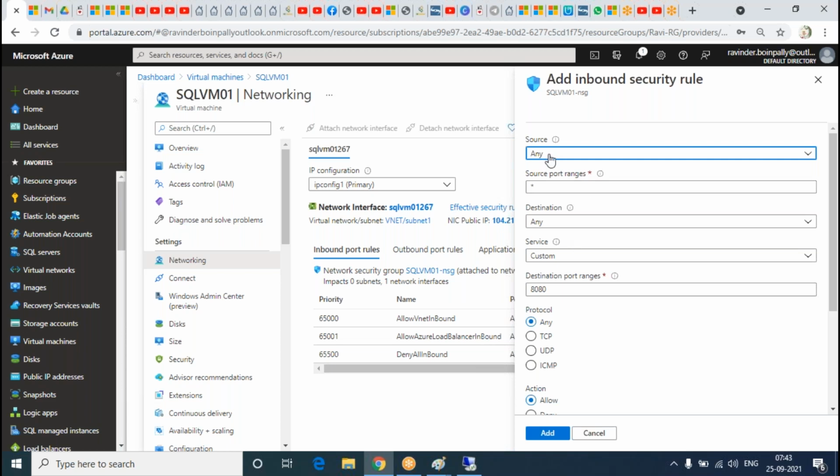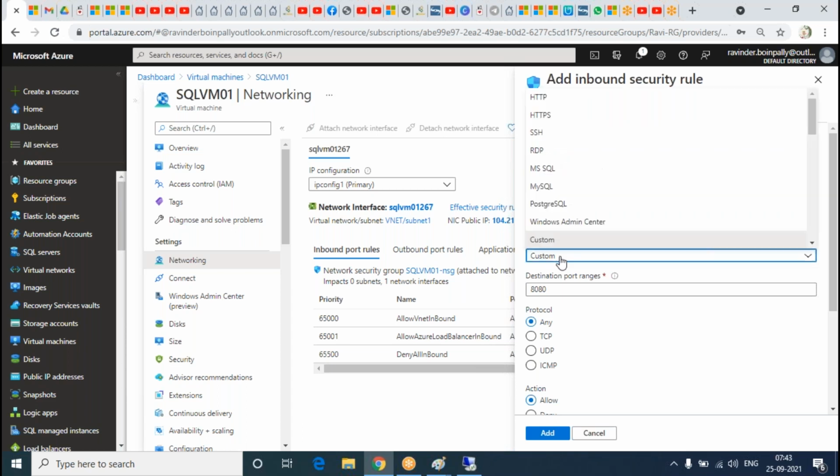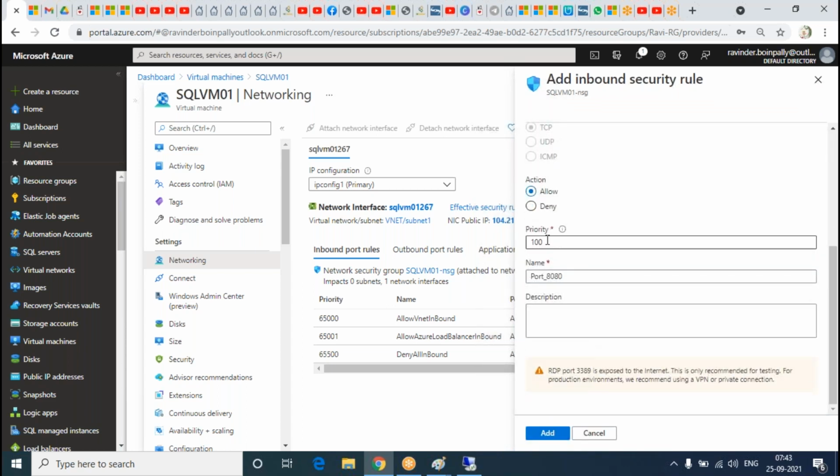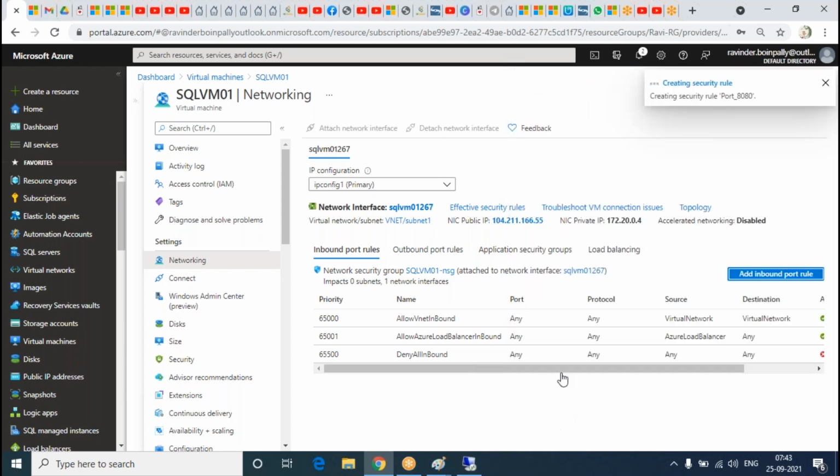Anyone in the world can connect to my VM, whoever has internet access, and they should connect on the RDP port. Here it is, RDP. The RDP port is 3389. I'm allowing it with priority 100 intentionally, okay? What the 100 means I'm going to talk about in a little while. So I'll collapse this also. Let this rule get created. It takes 30 seconds to create.